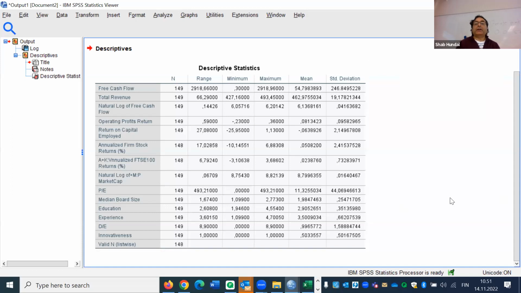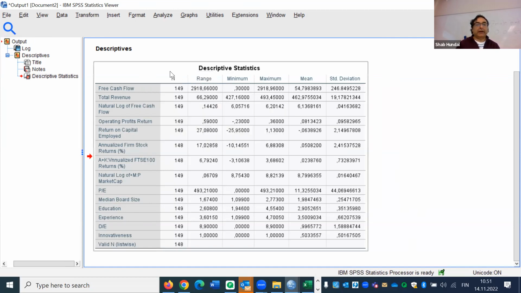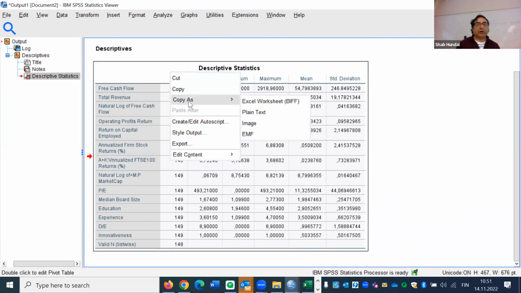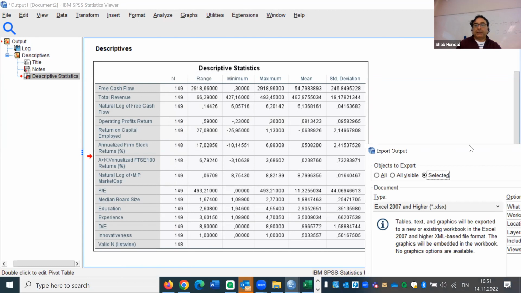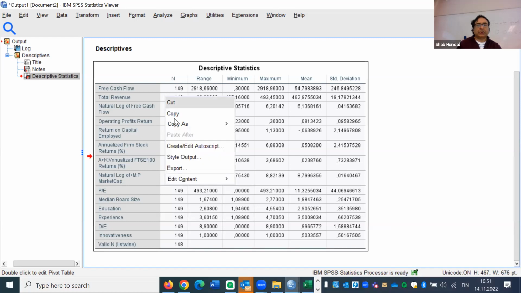And by the way, once you get your results, you can save them, because after all, you have to save your results also. If you click right, you can copy as Excel worksheet. You can even export to some page or whatever. But I normally use this function, copy as Excel worksheet.